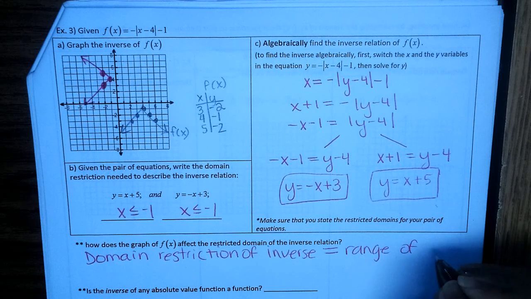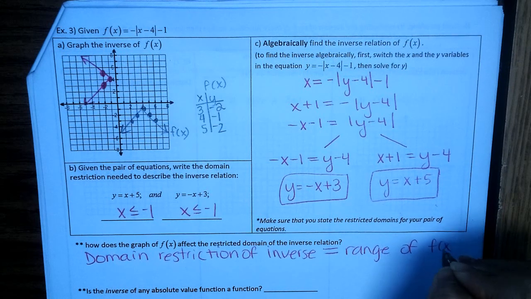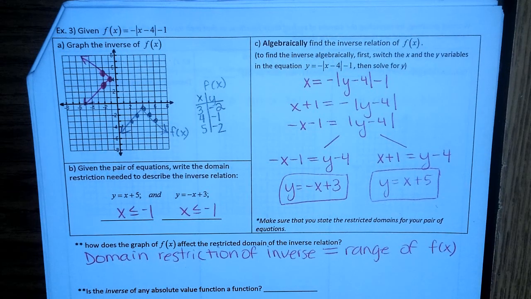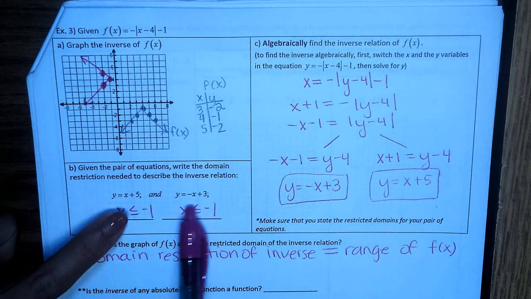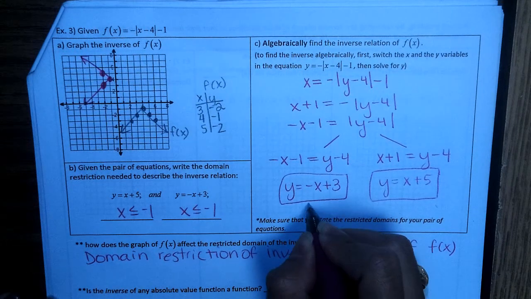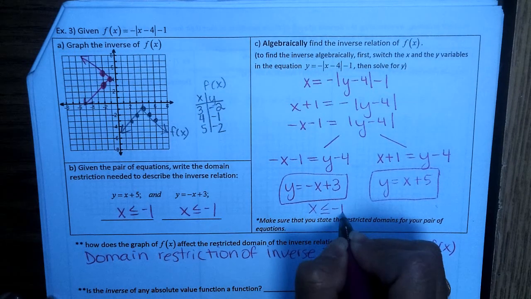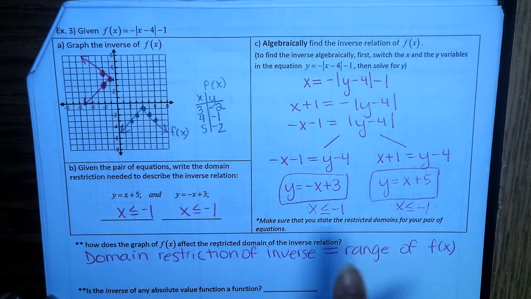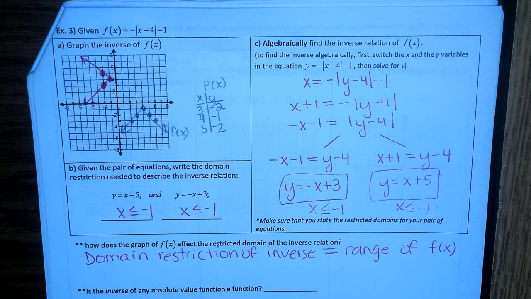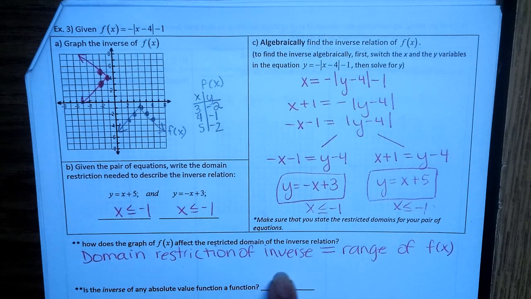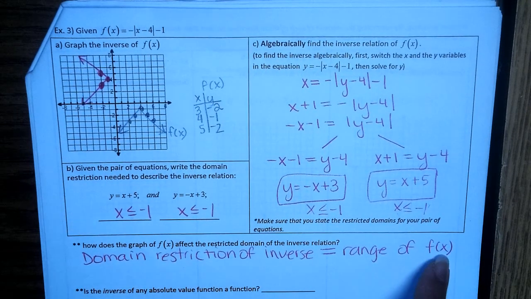You've got to know that concept because there are multiple choice questions on it on the quiz. So one more time. The domain restriction of the inverse, so this answer here, is always equal to the range of f of x. Remember that in inverses you switch the x and the y, so the domain is a range and the range is a domain. They're flipped around. So one more time, the domain restriction of the inverse is equal to the range of f of x.